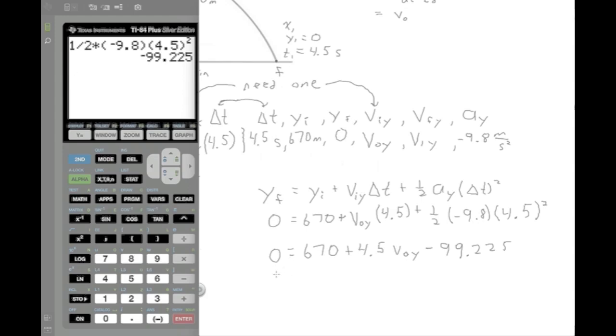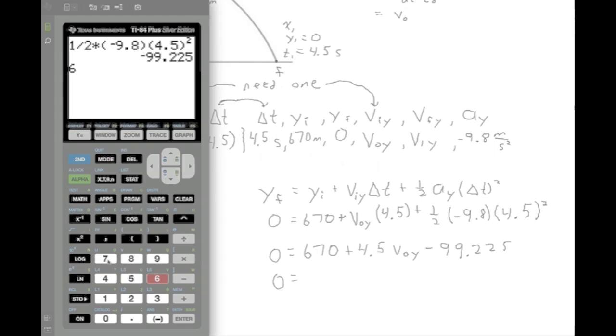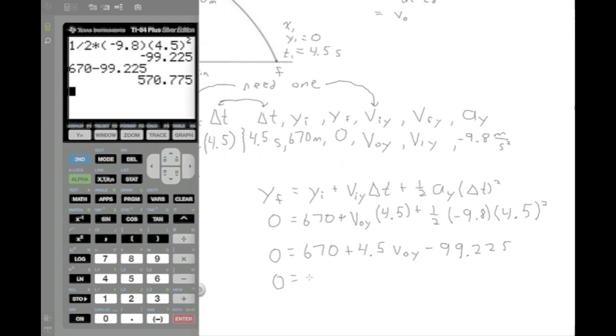Then we can simplify again. 670 minus 99.225 gives us 570.775.